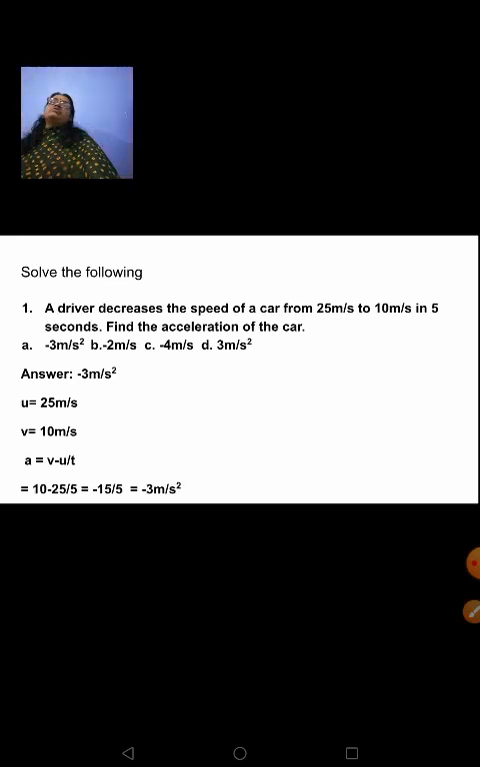Acceleration can be calculated by using the formula V minus U upon T. In the place of V, I'll substitute 10 and in the place of U, I'll substitute 25. So 10 minus 25 will give me minus 15, because when you subtract, you always have to put the greater number sign to the answer. So minus 15 upon 5 will give you minus 3 meter per second square. So the answer would be option A, minus 3 meter per second square.